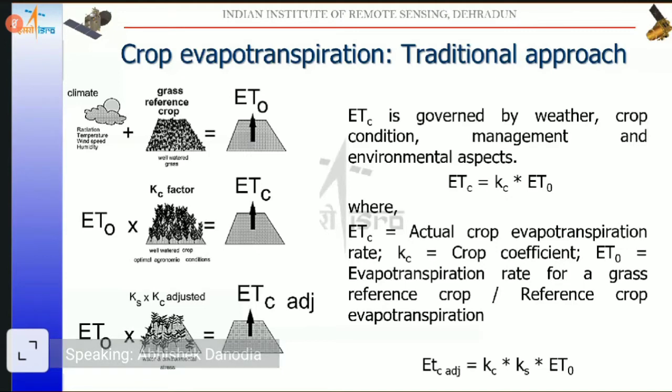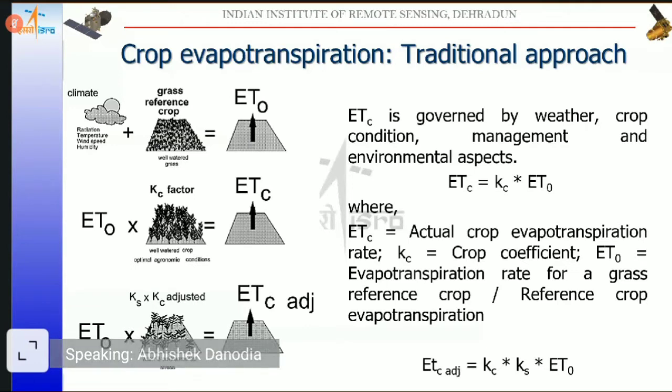And there is one more theory regarding crop coefficient: single or dual crop coefficients. As mentioned in the slide, the second formula defines ETc adjusted. ETc adjusted is Kc multiplied by Ks multiplied by ET naught. So your Kc and Ks define the crop coefficient with respect to soil as well as the crop, and ET naught is the same reference evapotranspiration.